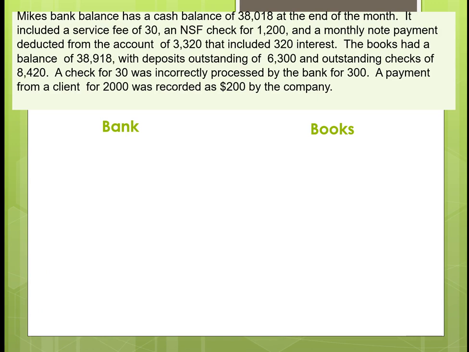Okay, I fixed that. Mike's bank statement shows a cash balance of $38,018 at the end of the month. This is what the bank statement's showing. And it includes a service fee of $30, an NSF check of $1,200, and a monthly note payment deducted from the account of $3,320, which included $320 in interest. The books had a balance of $38,918 with deposits outstanding of $6,300. These were deposits that were made between the date the bank closed and when the company's books closed. And outstanding checks. These are checks.